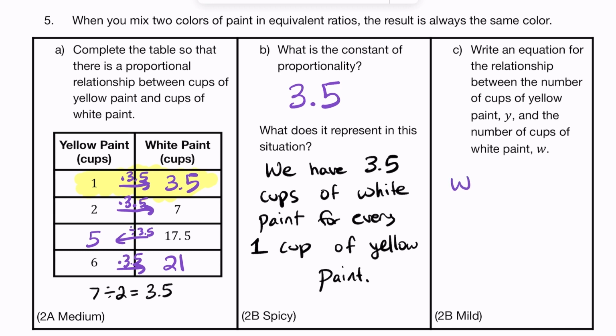So to figure out how much white paint we have, this is my white, this is my yellow. How do we figure out how many white paints we have? Well, we took the amount of yellow paint and then we multiplied that by 3.5. So this is going to be my equation. You take the yellow paint, you multiply by 3.5, and you get the white paint. And again, that's what this table is showing. Yellow times 3.5 equals white.